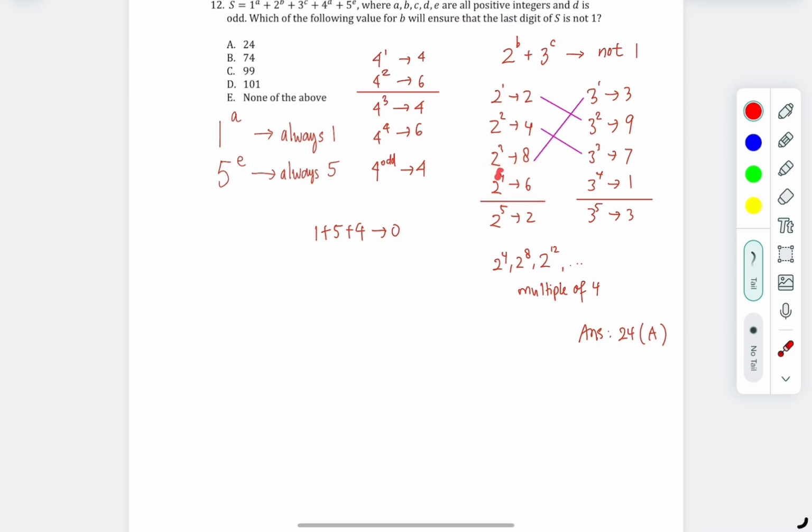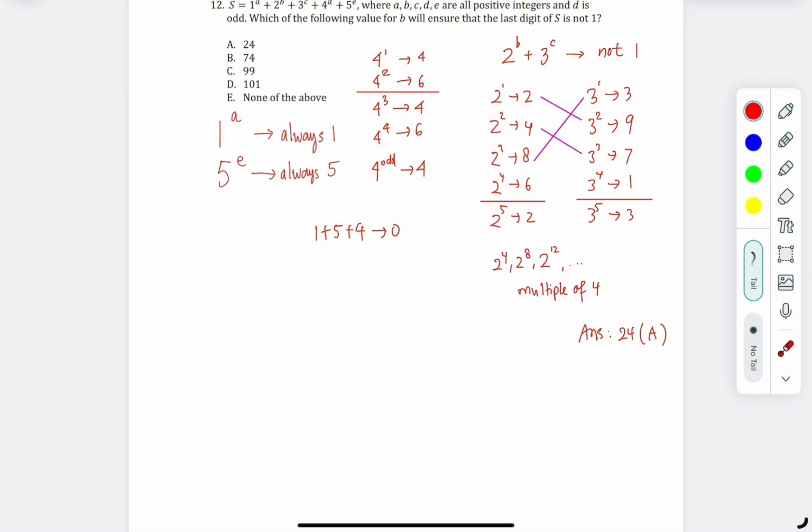so I need this kind of b. So for example, b equals 4, this will not give me 1 for sure, 100%. So this is the kind of number that we want. Since the pattern repeats every 4, this number is always a multiple of 4. Every multiple of 4 will ensure that the last digit is not 1.